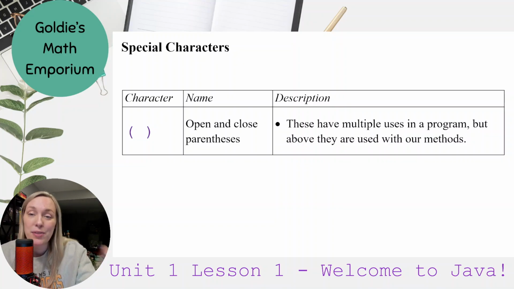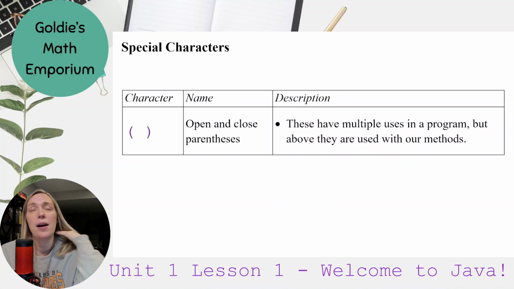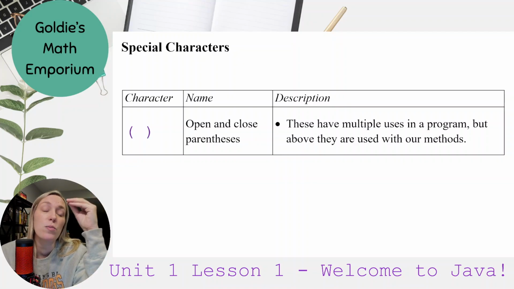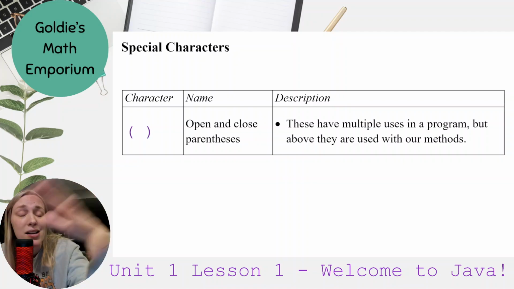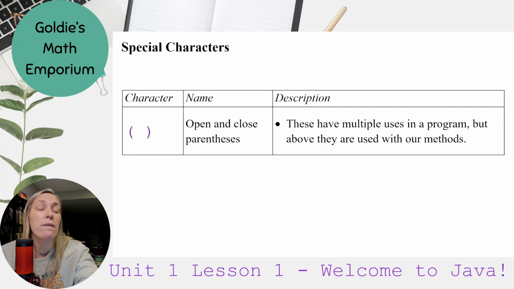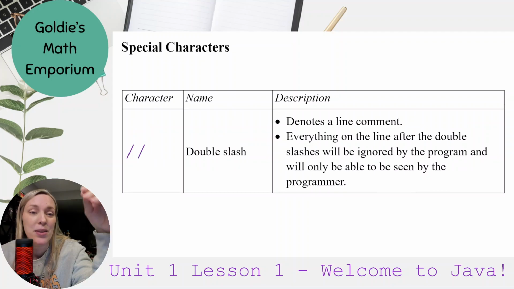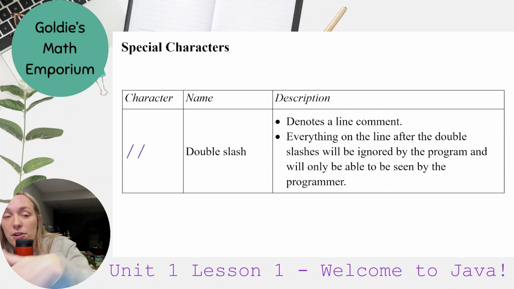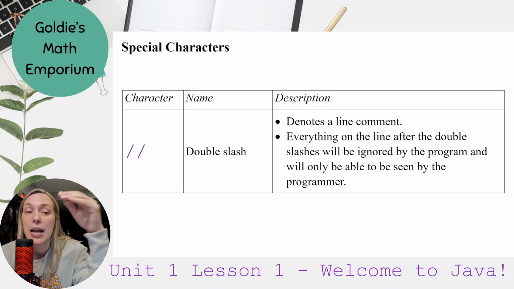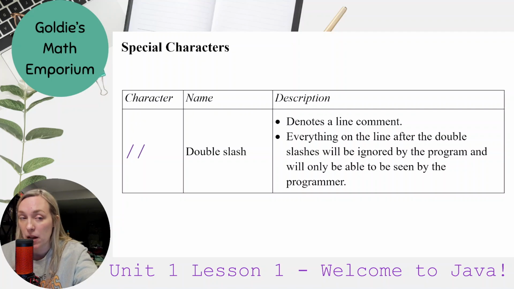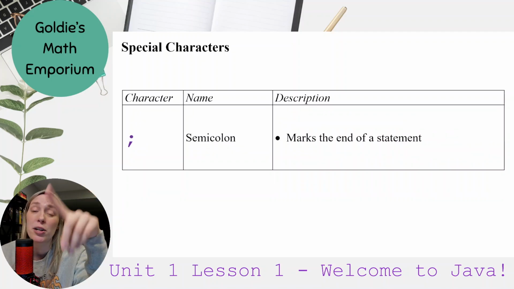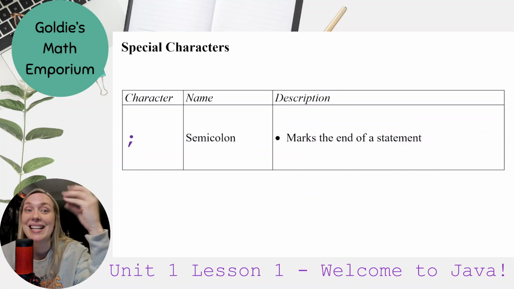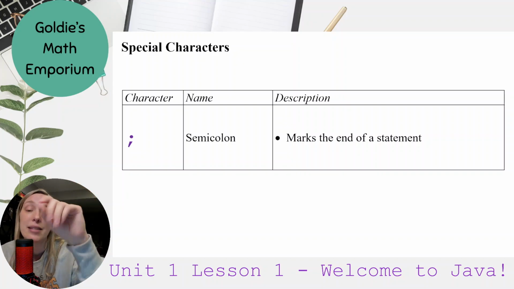Now, parentheses, open and close parentheses, have multiple uses in a program. In the code we just saw, they're used with our methods. So it's used with our main method, but it's also used with our method call from System.out.println. The double slash denotes a line comment, and everything on that line after the double slash is ignored by the program and will only be seen by the programmer themselves. The semicolon marks the end of a statement, and it is required for the end of every statement. It's not at the end of every line, it's at the end of every statement that we have.